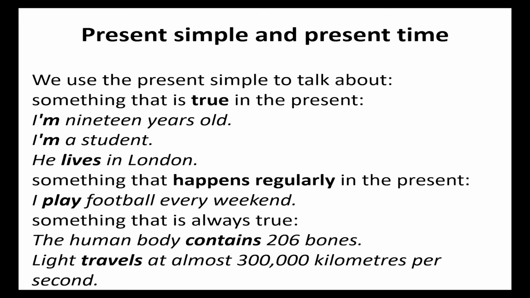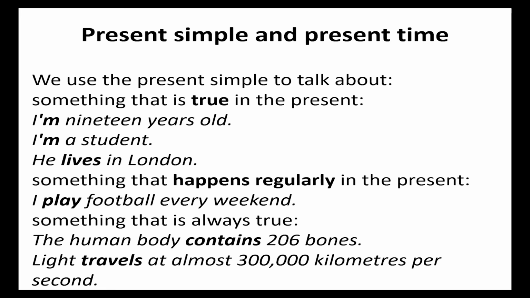Let me describe more about present simple tense. We use the present simple to talk about something that is true in the present. Let's see some examples. I am 19 years old. I am a student. He lives in London.